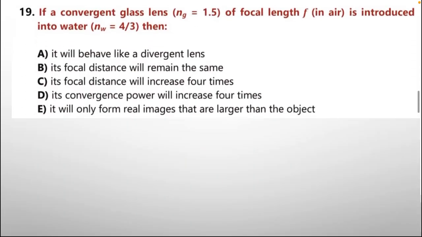Question number 19. If a converging glass lens, with n of glass equal to 1.5 and focal length f in air, is introduced into water, with n of water equal to 4 by 3, then the options are: A. It will behave like a divergent lens. B. Its focal distance will remain the same. C. Its focal distance increases 4 times. D. Its convergence power will increase 4 times. E. It will only form real images that are larger than the object.